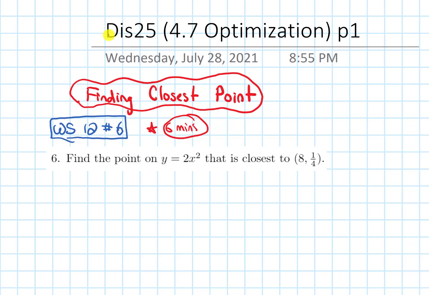Welcome to discussion 25. In today's discussion, we'll focus on section 4.7 on optimization. In this video, we will do an example where we find the closest point on a curve to a given point. So this is problem 6 from worksheet 12, and it says to find the point on y equals 2x squared that is closest to (8, 1/4).